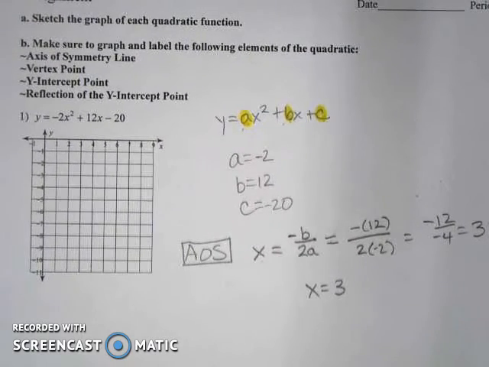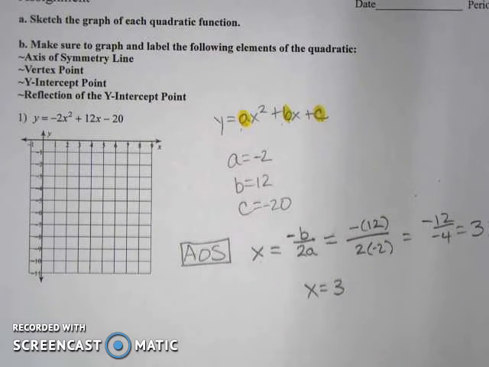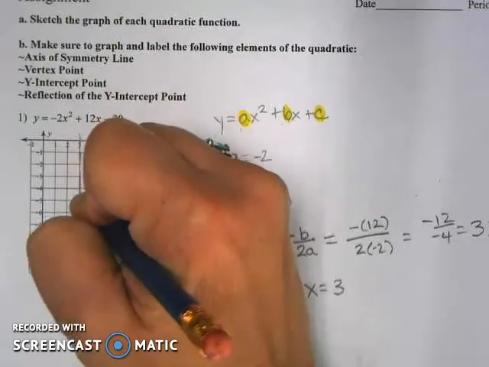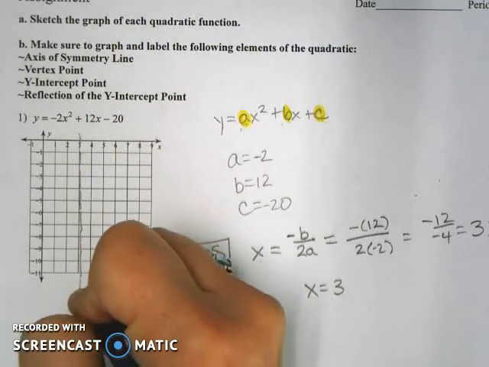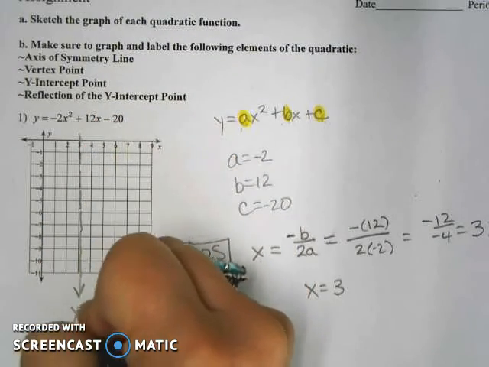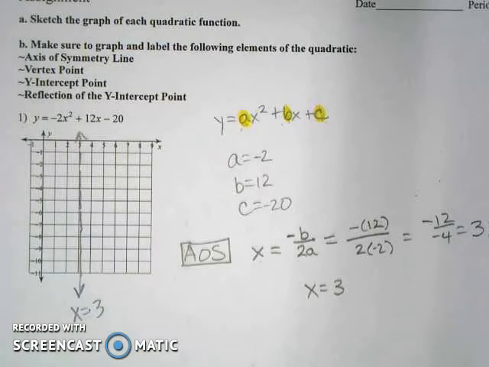So the nice thing about that is that we know that the axis of symmetry is the vertical line that passes through the vertex point of the graph and splits the quadratic parabola in half. So let's find where that is. The vertical line where x equals 3 is here. There it is, x equals 3.